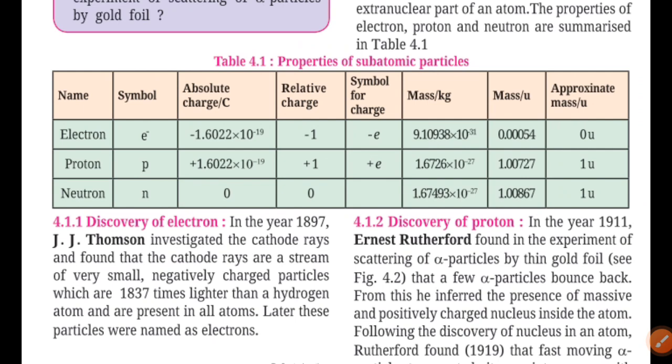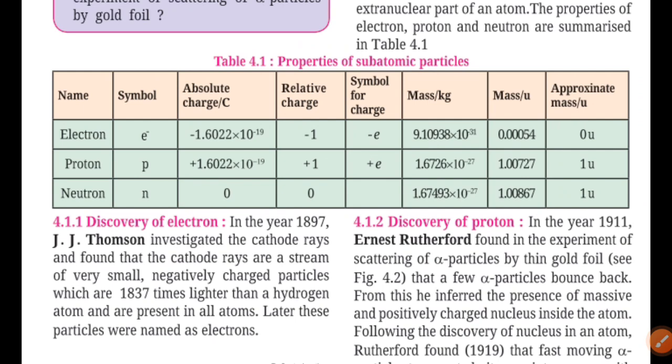Proton symbol is p. Absolute charge value is positive 1.602 × 10⁻¹⁹ coulomb. Relative charge is plus 1. Symbol for charge is plus e. Mass value is 1.6726 × 10⁻²⁷ kg. Mass is 1.00727 u. Approximate mass is 1 u.